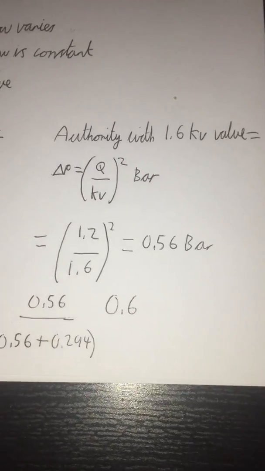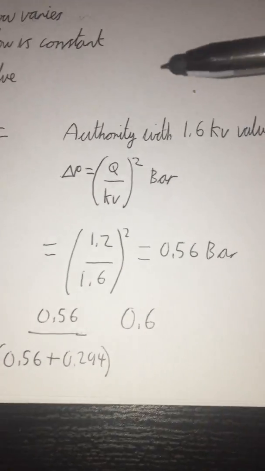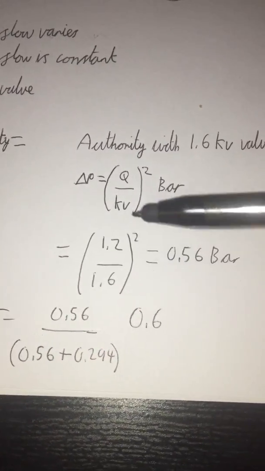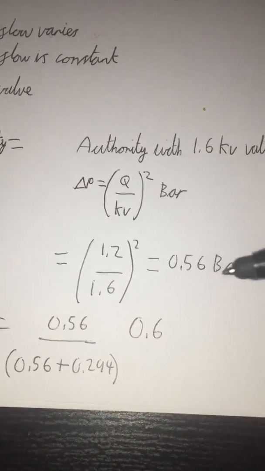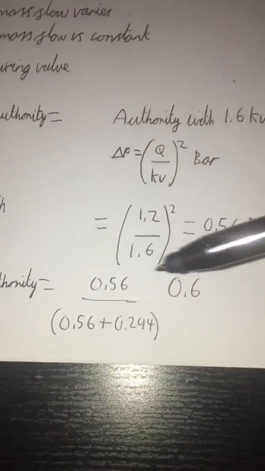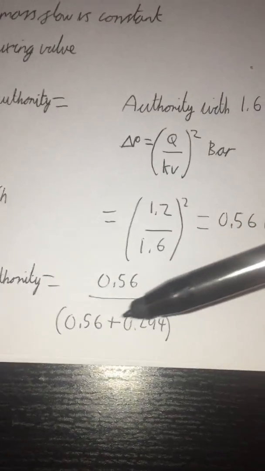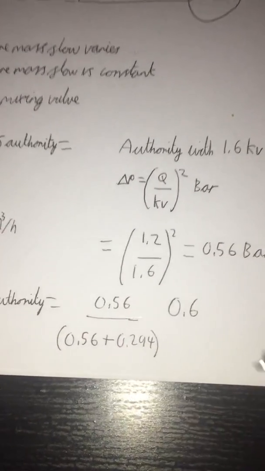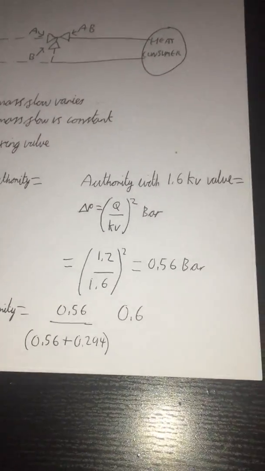Okay, so we want to find out what authority this valve is going to give. First of all, we need to calculate the pressure drop through this valve. We take the flow rate, the 1.2 cubic meters per hour, and divide it by the kV value, 1.6, and square it, which will equal 0.56 bar. Then for the authority, we take the 0.56 bar, the pressure drop across the valve fully open, and add that onto the pressure drop through the circuit in which the valve is controlling the flow. We divide the valve pressure drop by that total, and we have an authority of 0.6.